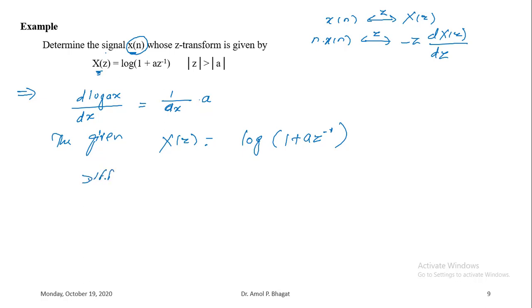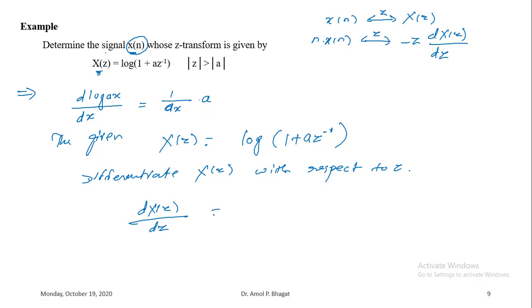So we will differentiate X of z with respect to z. Its derivative will be 1 upon 1 plus a z inverse, and then we take the derivative of 1 plus a z inverse in the numerator. The derivative of 1 will be 0 and the derivative of a z inverse will be minus a z to the power minus 2. From this z raised to power minus 2, we will send one z inverse to the left hand side, as well as this negative sign.